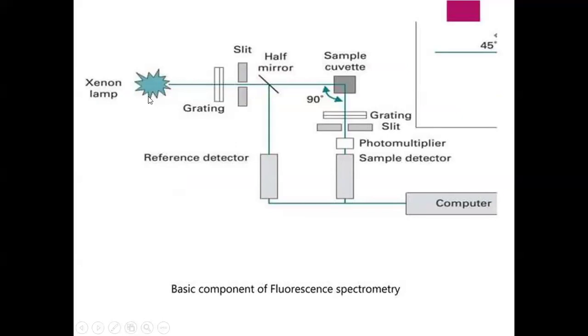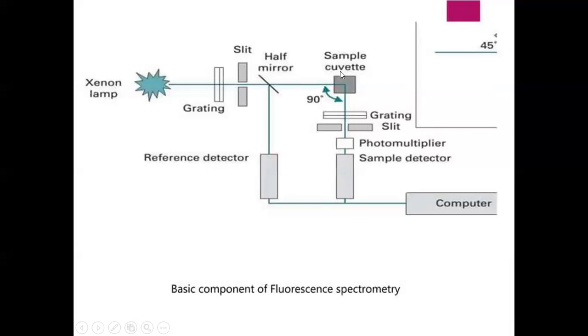There is a xenon lamp that is used, and there is a grating, where you set whatever nanometer you want. When the light is passed through the grating, it is reflected by the mirror and becomes incident on the detector.